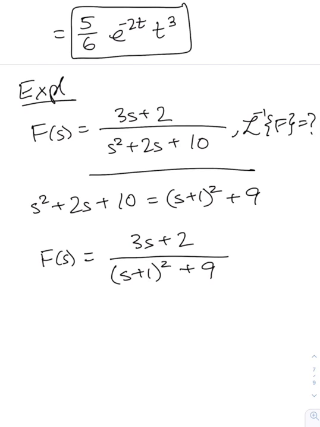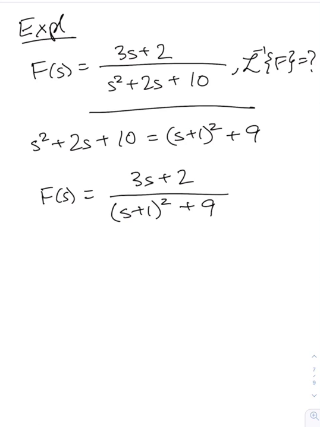Well, now things are a little different. I can't read this off of the table. If there were a constant on top, then I could read it off of the table. If there was an s plus 1 on the top, I could read it off of the table. If there was something like 5 times the quantity s plus 1, that would also be okay, because I could pull the 5 out and then read it off of the table. But here, I'm not in that situation. So what I need to do is somehow work an s plus 1 into that numerator.